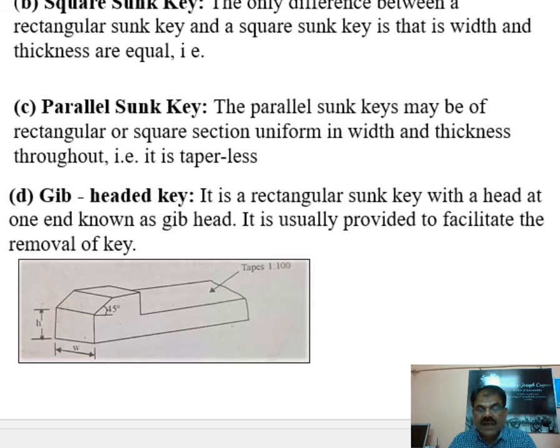Okay. So then gib headed key. It is a rectangular sunk key with a head at one end known as gib head. It is usually provided to facilitate removal of the key. So one side is provided with the head to facilitate the removal of the key.